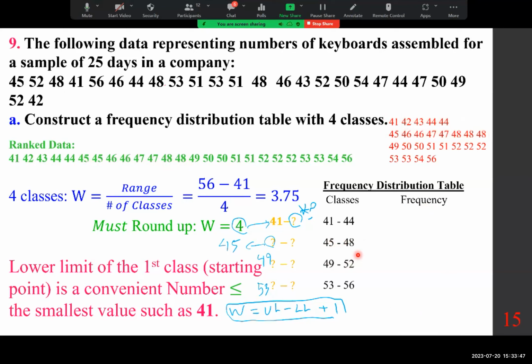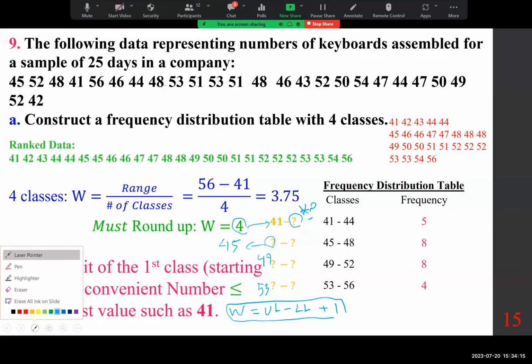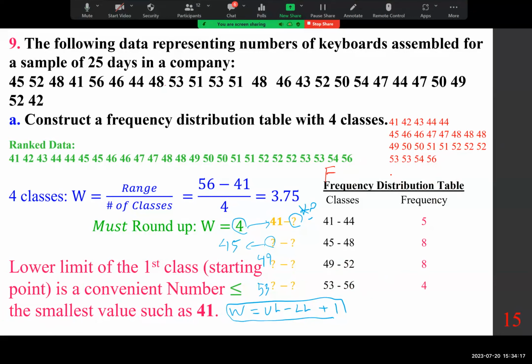The next one is 49 to 52. So start from here, go to here, write them here. 1, 2, 3, 4, 5, 6, 7, 8. This is also 8. And then 53 to 56, from here to here, there are only 4 pieces. And you write the frequency. So this is FDT, frequency distribution table.